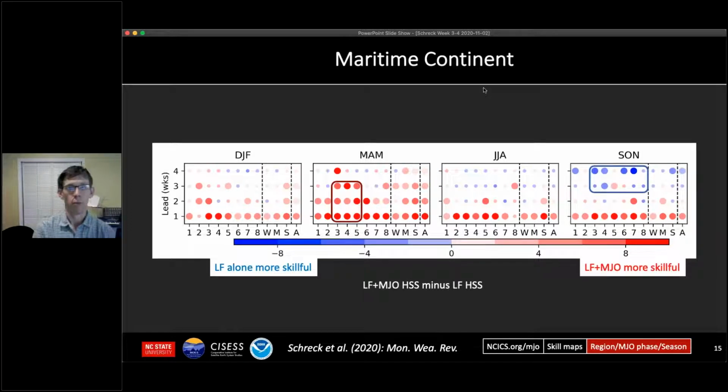Maritime Continent's a little bit more mixed. Again, you have that strong signal in phases 3, 4, and 5 in the spring. Summer and winter, it's a little bit more scattered after week 1. And then during the fall, interestingly enough, the MJO kind of hurts your skill at longer leads. And I suspect this is tied to ENSO, where you're going to have perhaps stronger ENSO anomalies over the Maritime Continent during the fall. And so again, the MJO is not really going to be helping you that much in that region then.